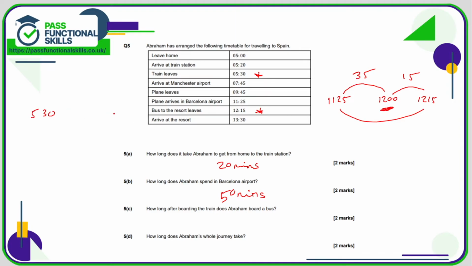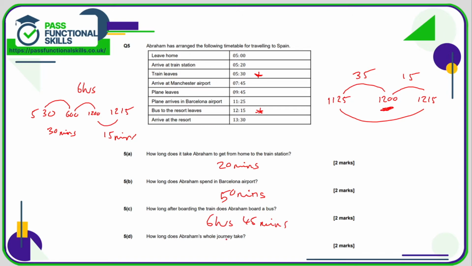Again, I'll use a similar technique to before, except this time I'll use 6 o'clock and 12 o'clock as my stepping stones. 5:30 to 6 o'clock, that's a gap of 30 minutes. 6 to 12 is 6 hours, and 12 to 12:15 is 15 minutes. So therefore, from 5:30 to 12:15 is going to be 30 minutes plus 15 minutes, which is 45 minutes, plus 6 hours, so 6 hours and 45 minutes.